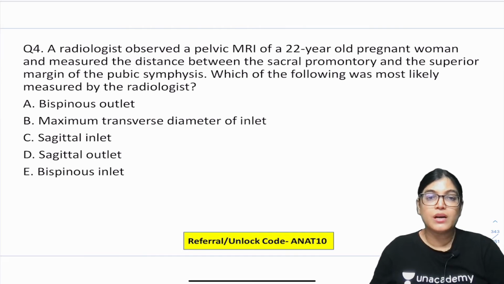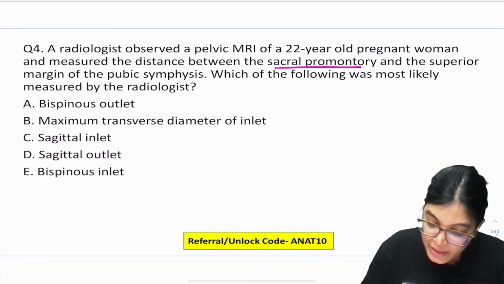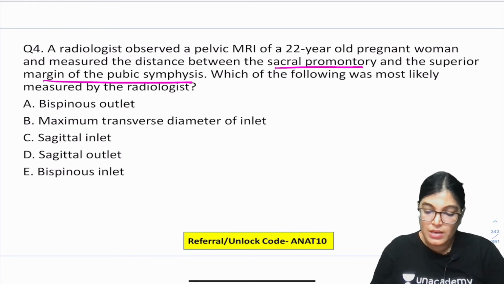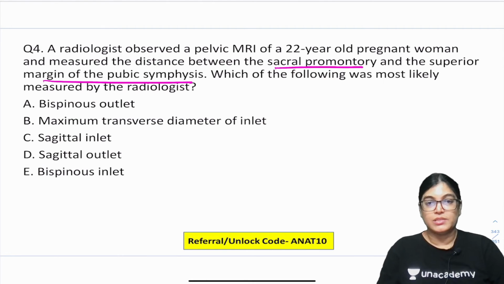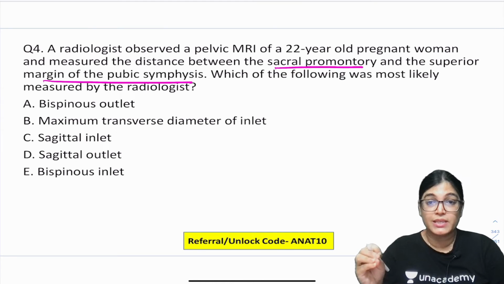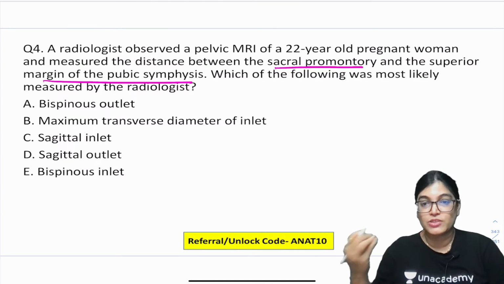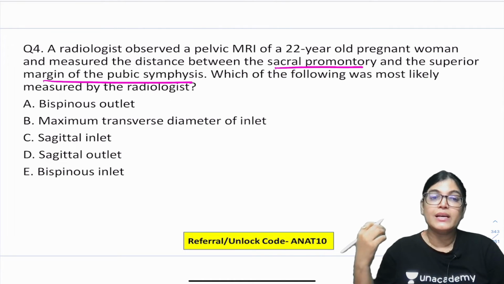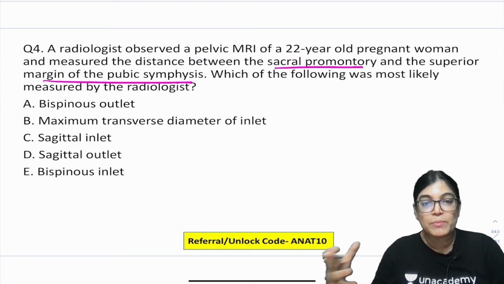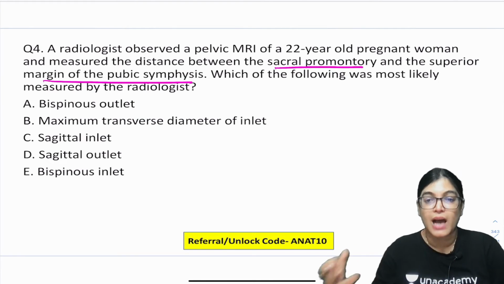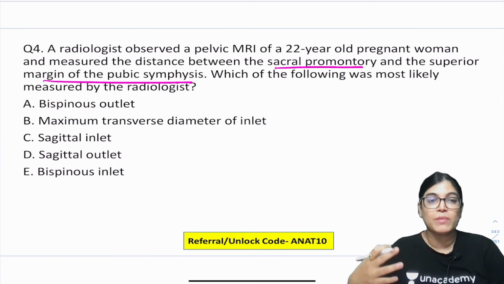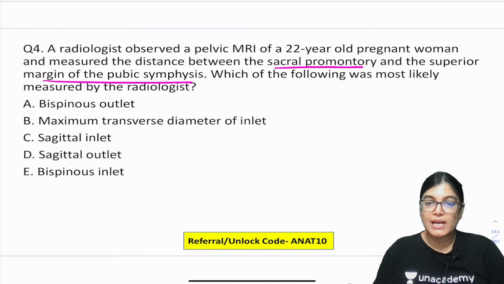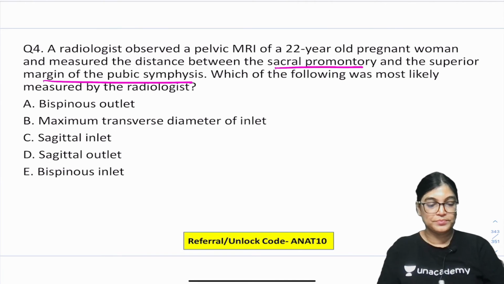A radiologist observed a pelvic MRI scan of a 22-year-old pregnant woman and measured the distance between the sacral promontory and the superior margin of pubic symphysis. Which is most likely measured by the radiologist? The characteristic points mentioned are the promontory of the sacrum and superior margin of pubic symphysis. You have to tell me whether it is the inlet, sagittal inlet, sagittal outlet, bispinous inlet, the maximum diameter of the inlet, or bispinous outlet. These are the options provided and you have to mark the correct answer. So your time starts now. You will get 30 seconds for marking the correct answer.